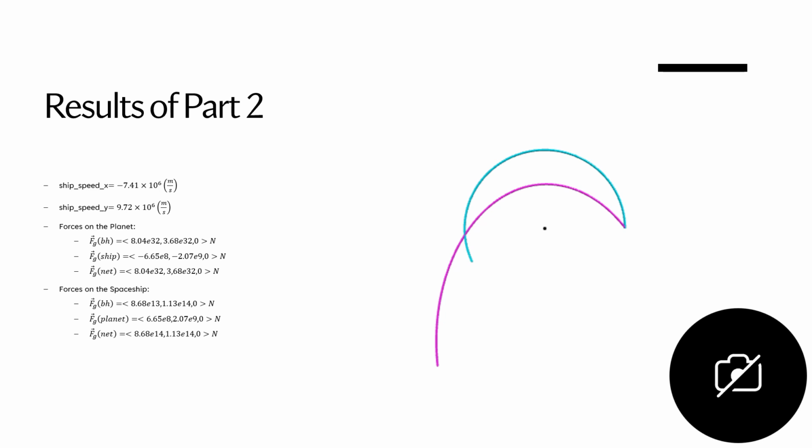Additionally, it was found that on the planet and the ship, the black hole had the largest impact on their forces, with the net force for the planet being largely determined by the black hole and being 8.04 times 10 to the 32 newtons in the x component and 3.68 times 10 to the 32 in the y component. And on the ship, the net force was once again determined by the black hole, that being 8.68 times 10 to the 14 newtons in the x and 1.13 times 10 to the 14 in the y.